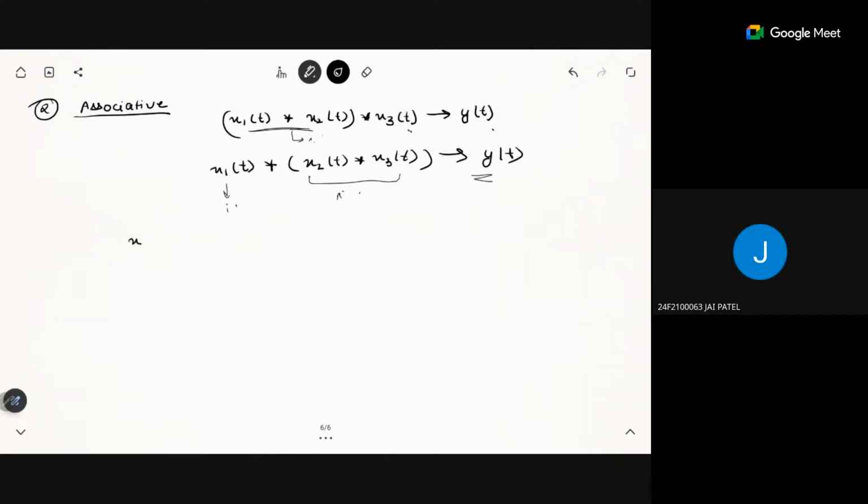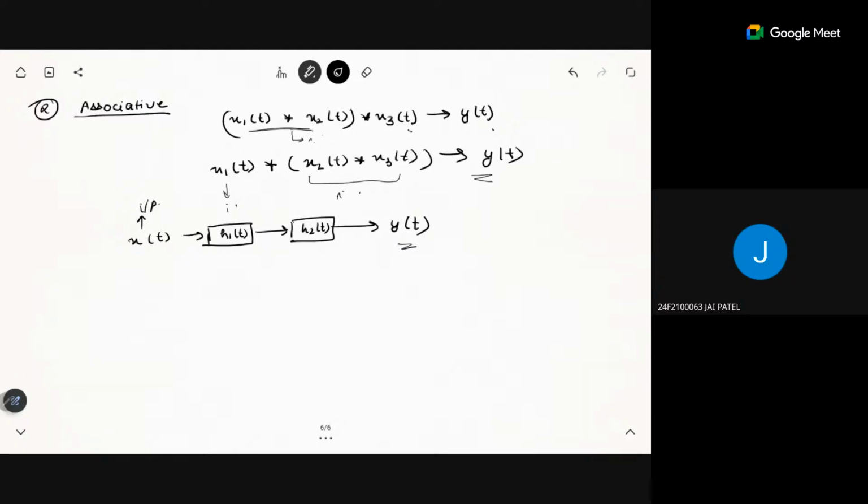So let me put this in a figure. This is my input, and suppose this is h1 of t, the impulse response of the system, and it is now passing through h2 of t, and you get this output as y of t. So x of t convolved with h1 of t convolved with h2 of t will give y of t.